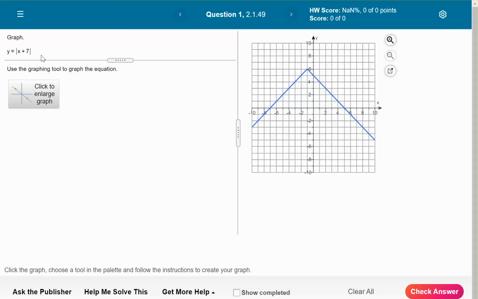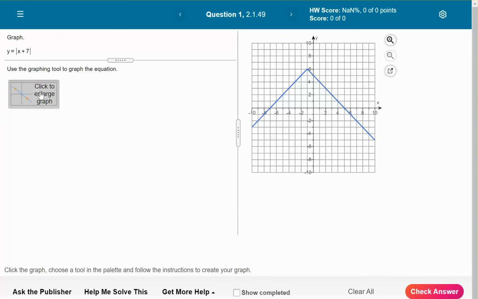If you plug in negative 8 for X, you'll get the absolute value of negative 1, which is 1, so y equals 1. So negative 8, 1 is a point. If you plug in negative 6 as a value for x, negative 6 plus 7 is 1, absolute value of 1 is 1. And so those 5 points, 0, 7, 1, 8, negative 7, 0, negative 8, 1, and negative 6, 1, are more than enough to draw a decent graph. And you should see the V shape. And it's at negative 7, 0 that we have the vertex.